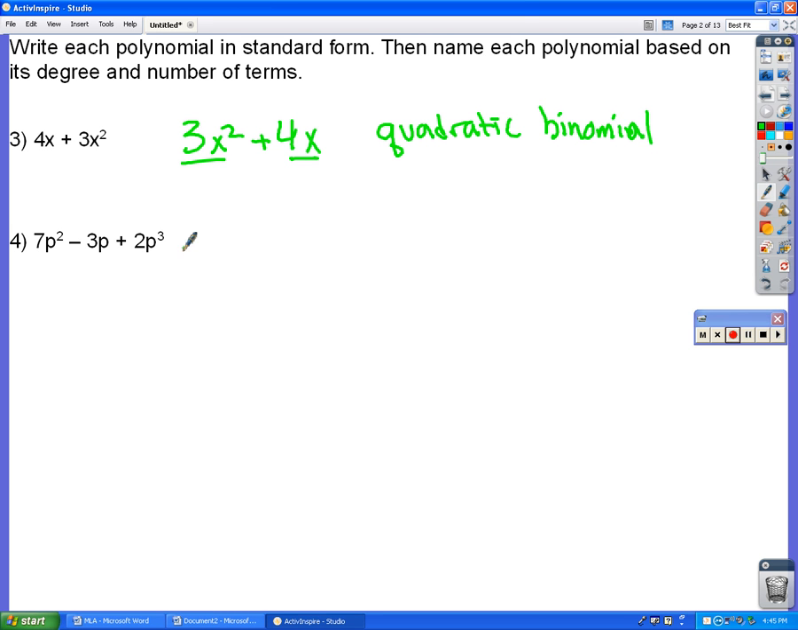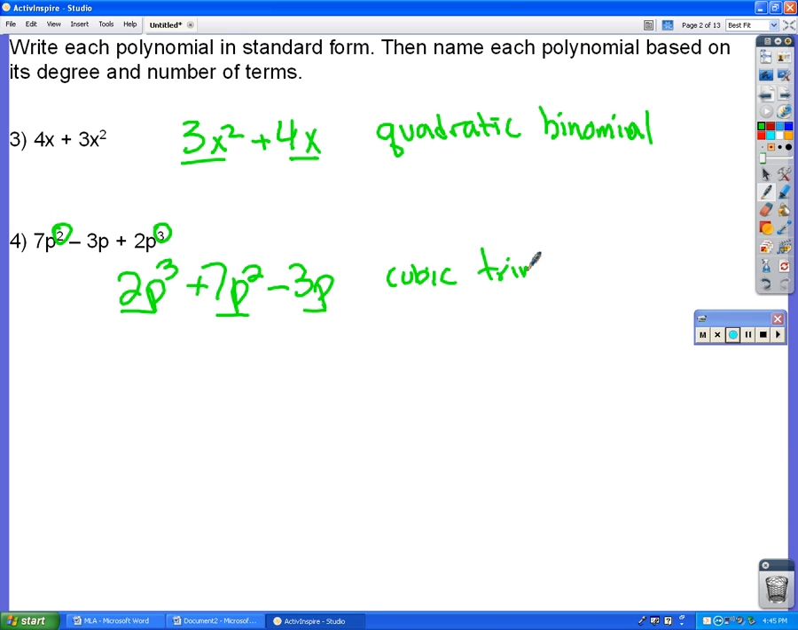Same thing for the next one. The highest degree is the 3, so I need to put the 2p cubed first. The next highest exponent is a 2, so the plus 7p squared comes next. And then that is followed by the minus 3p. Since the highest exponent is a 3, that means it is a cubic. And since this has 1, 2, 3 terms, it is a trinomial.